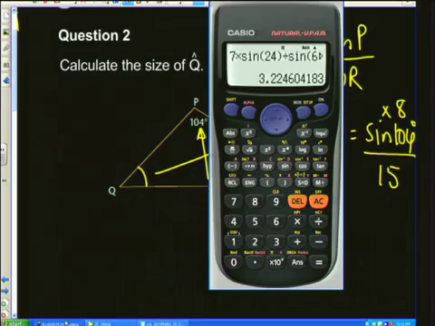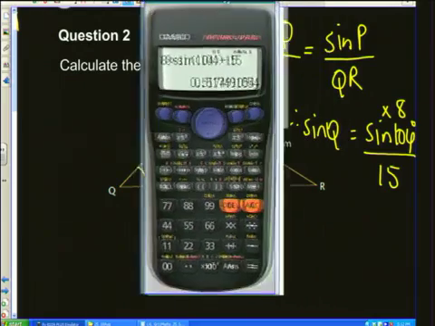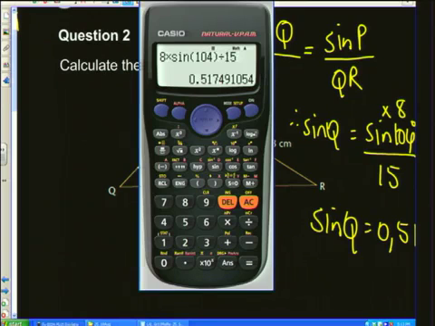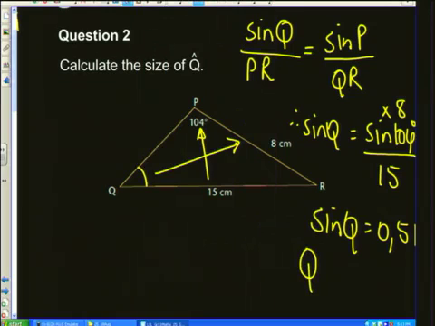Right, I take my calculator. We have 8 times sine of 104, and we're going to divide by 15. And we're going to get 0,51. Now, remember, we're trying to find sine Q. So sine Q is equal to 0,51. That doesn't give me the angle, that gives me the ratio for sine Q. So if we look at what the angle of that answer is, that gives us 31,16, so 31,2 degrees. So Q is equal to 31,2 degrees.